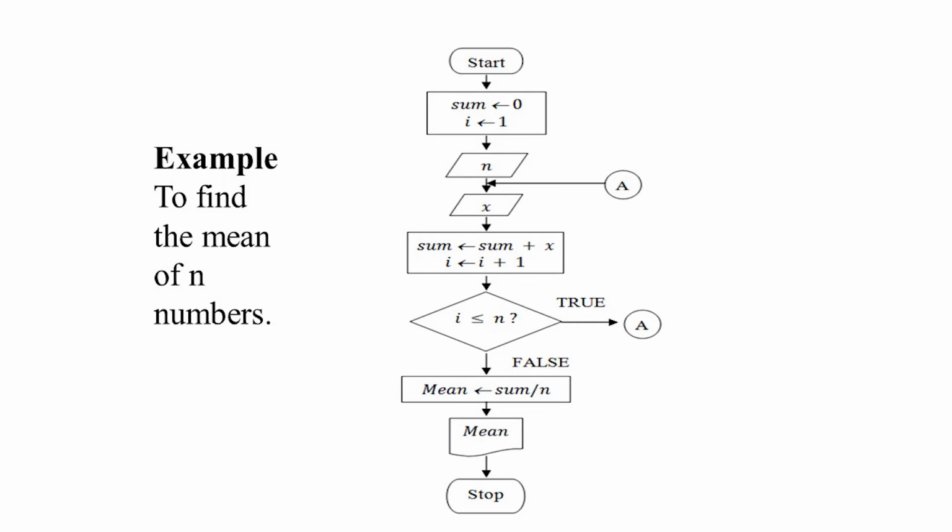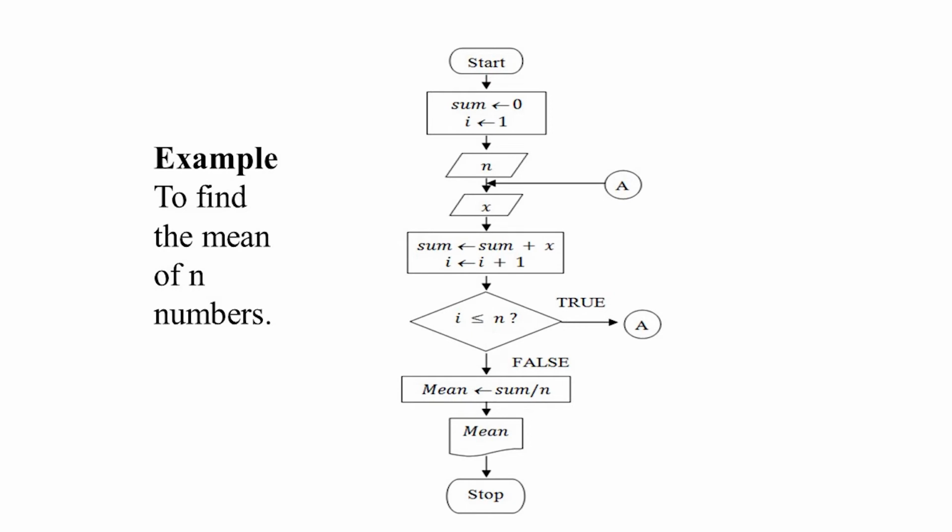So I input the n numbers. For how many numbers I need to find the mean, to keep the count of this, I use a variable called n, and the other variable used is x. They are represented using the parallelogram, which is nothing but the input. And then you can see the flow lines, the arrow marks flowing downwards.